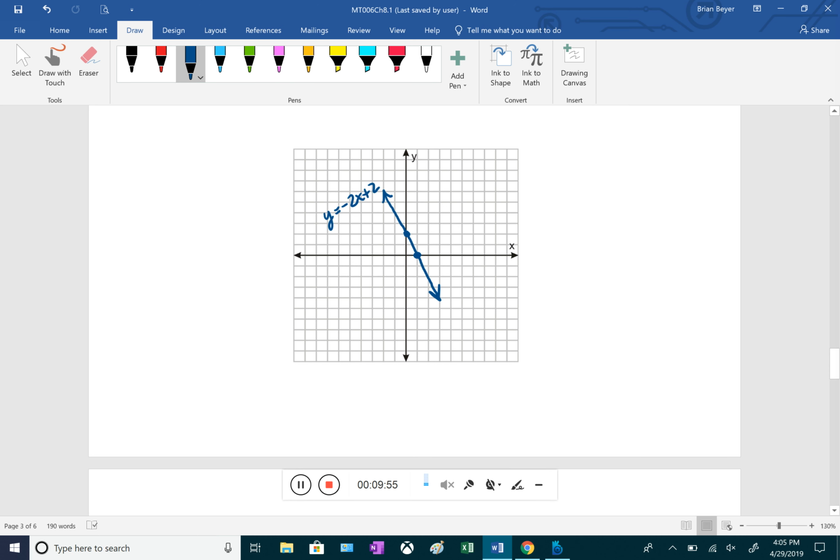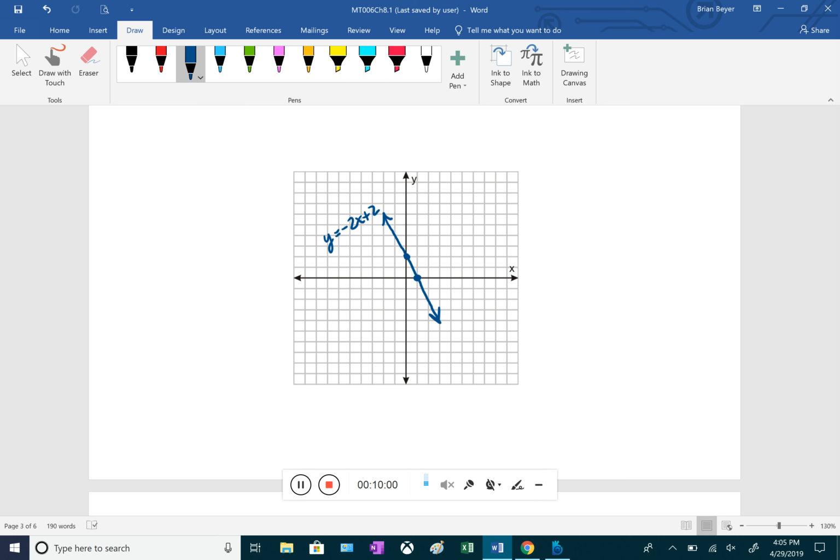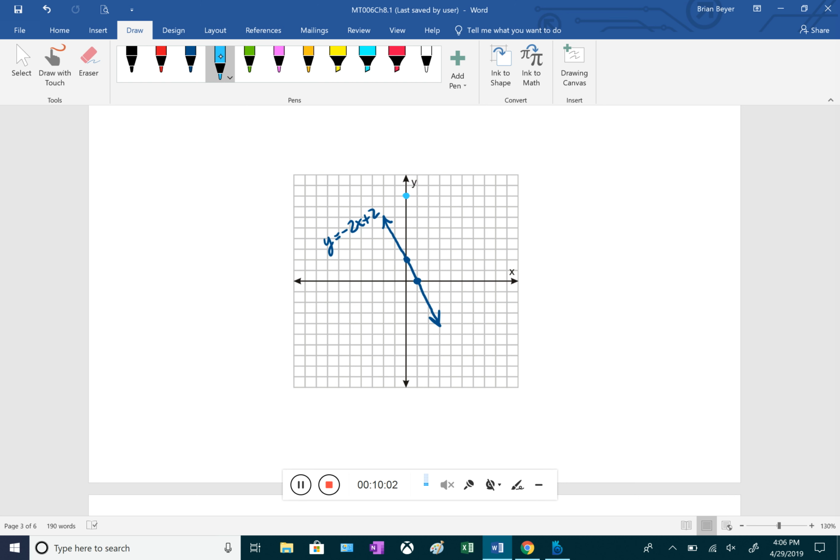And we get that graph. For the next one, y equals -2x plus 8. We said it was a y-intercept of 8, slope of -2, down 2 to the right 1. And we get these two lines.